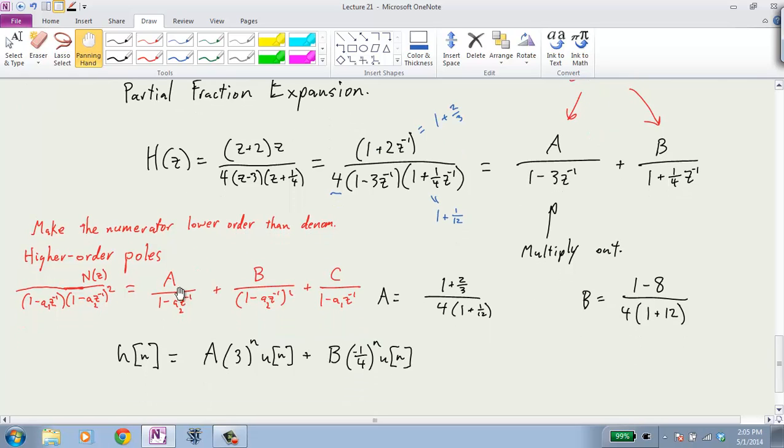Now, in this case, you can sort of use the cover-up method, but not entirely. So you can use the cover-up method to find the coefficients for the highest order poles in the groups, like for B and C, but you couldn't use it for A. Okay, so anyway, you could always just write out a system of equations to find A, B, and C.